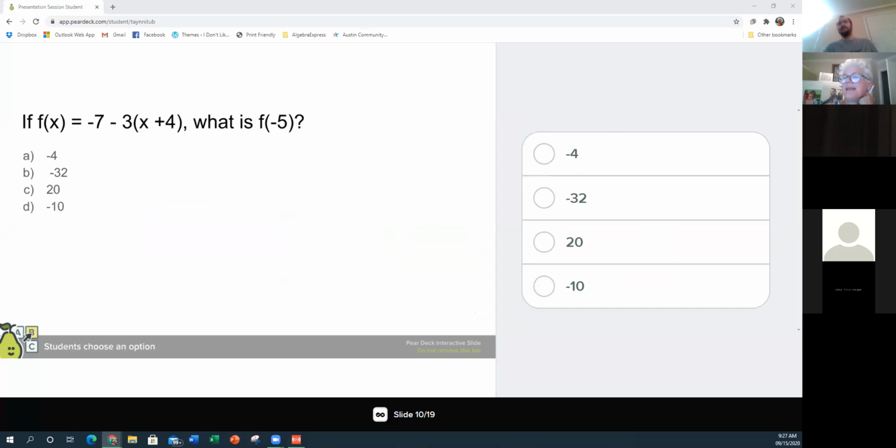All right. I mainly put this one on here because of the negatives. I want to see if the negatives are going to trick some of you up.